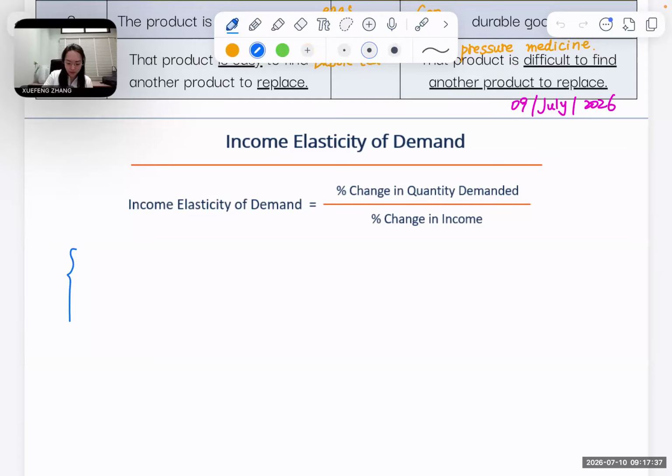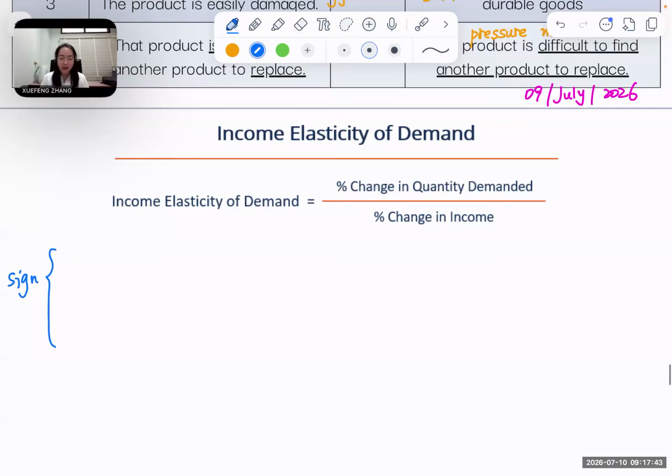If the sign is positive, it means that when income rises, you buy more. We call it a normal good. Most things fall here, okay? Better food, nicer clothes, a better phone, okay? Those are normal goods.